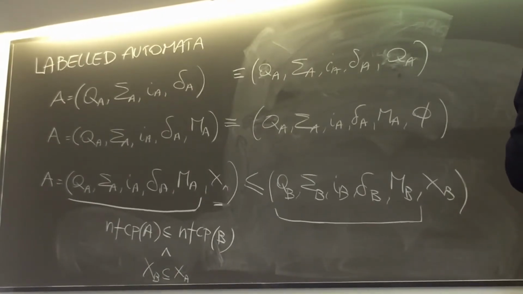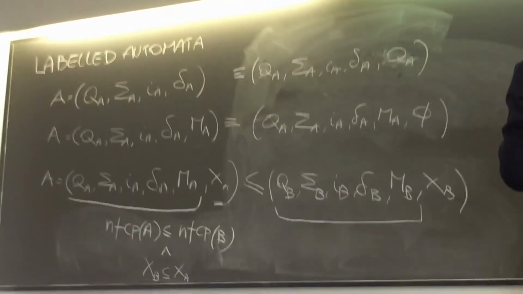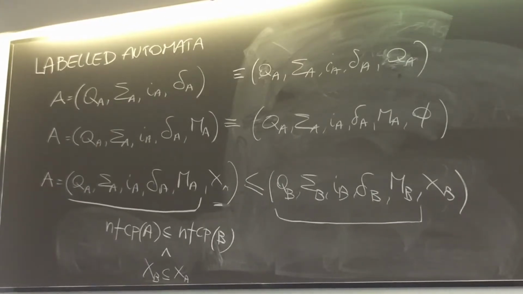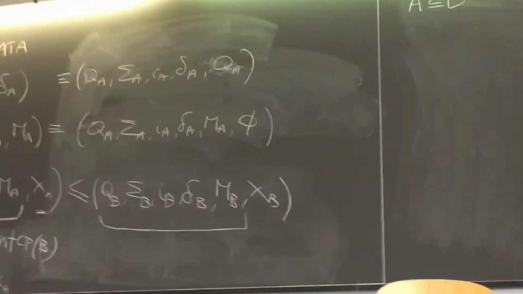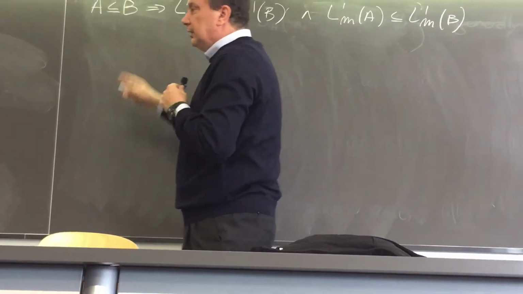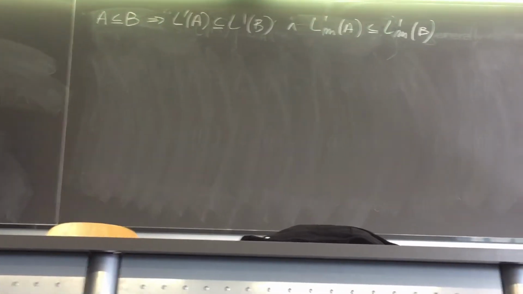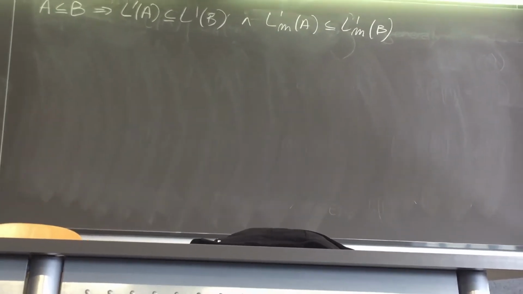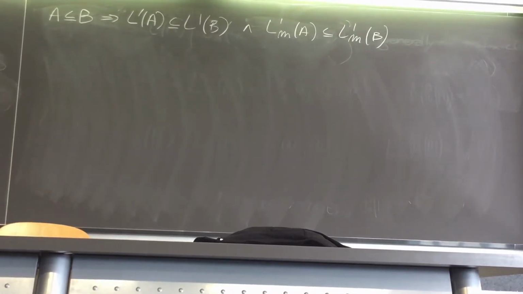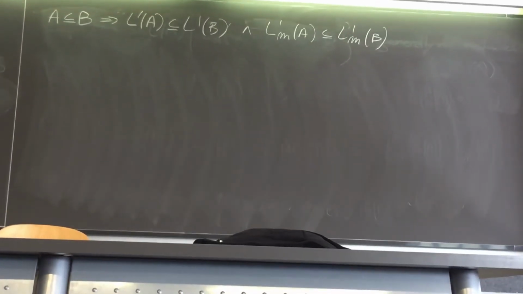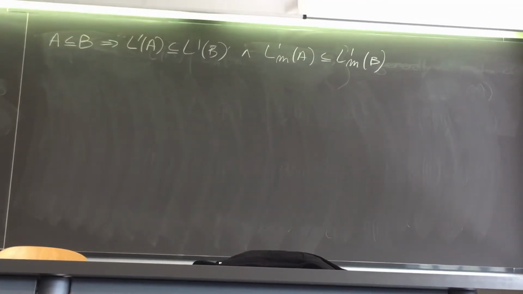So if A is a subautomaton of B, then the prime language of A is contained in the prime language of B, and the prime marked language of A is contained in the prime marked language of B. So this is actually the rationale behind this hypothesis here. To read it a little bit more, it means that the prime languages stay in a relationship, one containing the other, which is what we expect.